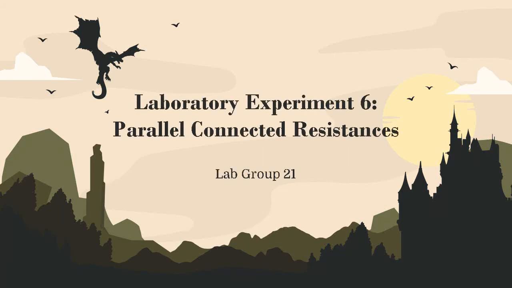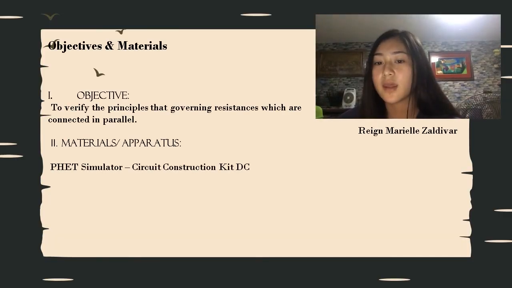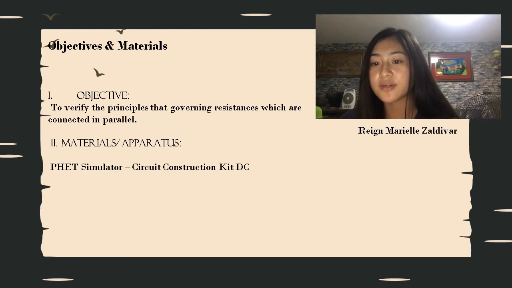So for today's video, we are about to show you our performance on our laboratory experiment 6, entitled Parallel Connected Series. In this activity, our objective is to verify the principles governing resistances which are connected in parallel. Our material is the PhET Simulator Circuit Construction Kit DC.